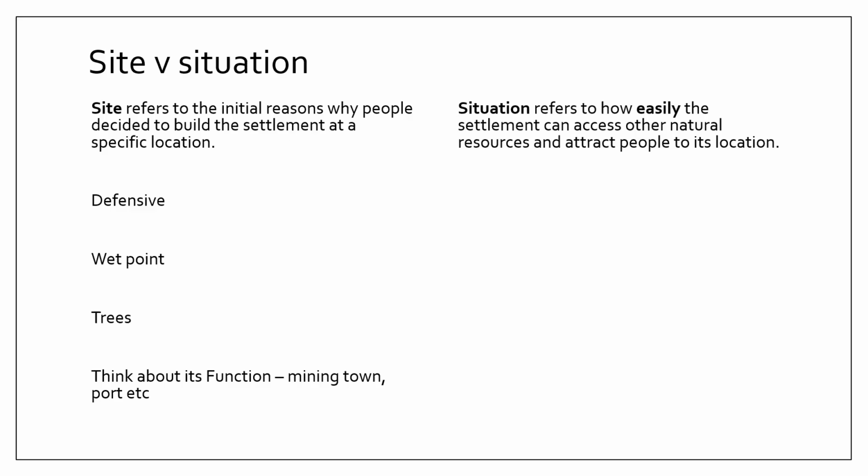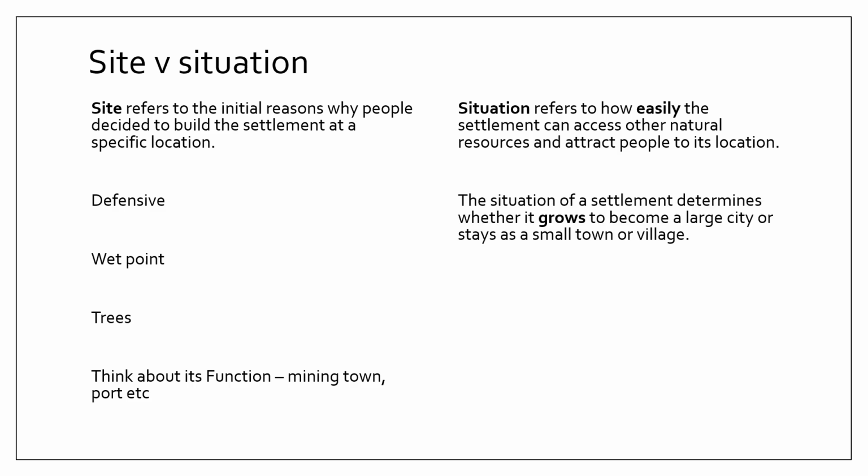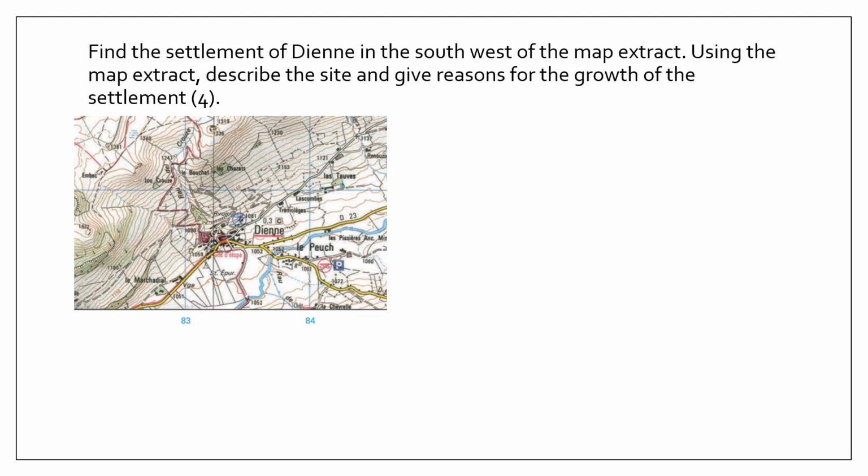So the situation then refers to how easily the settlement can access other natural resources and attract people to its location. So the situation of a settlement will determine whether the settlement can grow to become a large city, or if it will stay as a small town or village. So why did it originally locate there? Why could it grow?